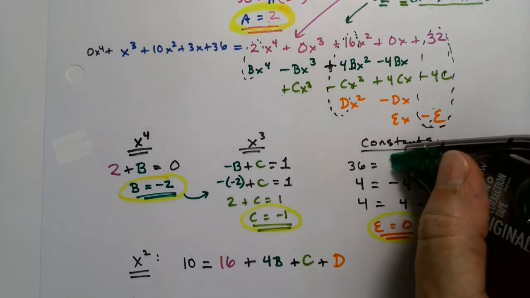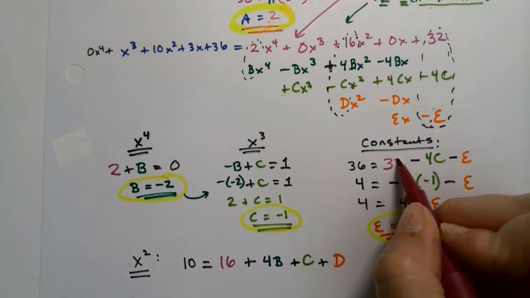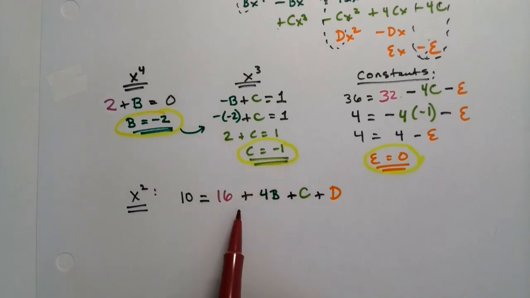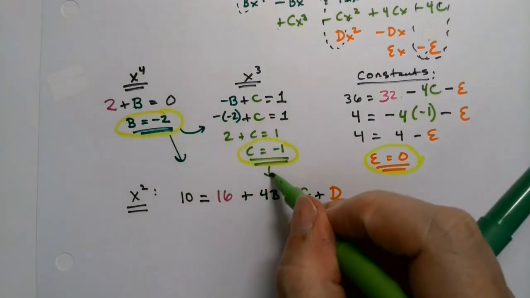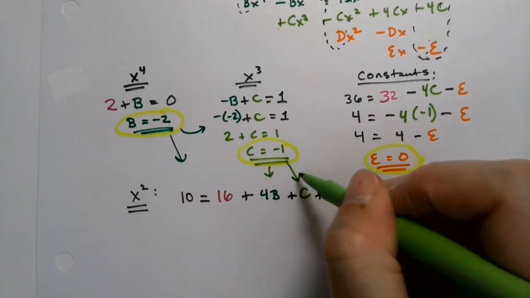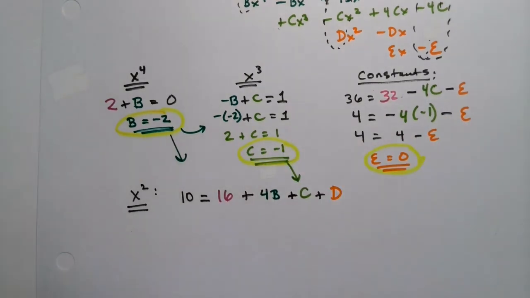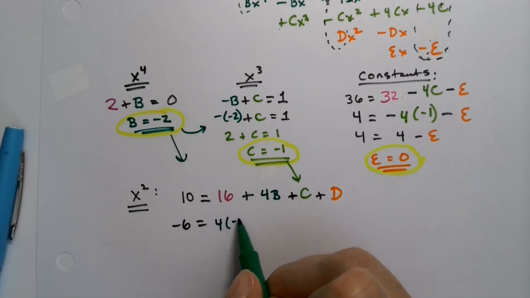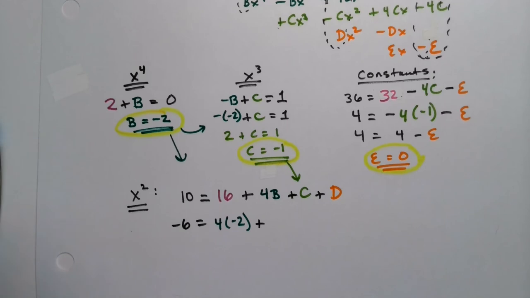Okay, well, I know what c and b are. I can use them, right? So c is negative 1, b is negative 2. So I'm going to plug them in down here, right? I'm substituting in right there, if you want to see it. Okay, and I'm going to bring the 16 over. I might as well. So it'll be negative 6 equals 4 times negative 2 plus negative 1.